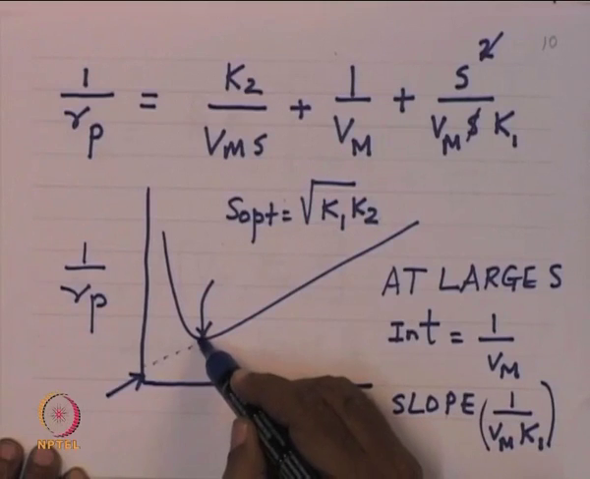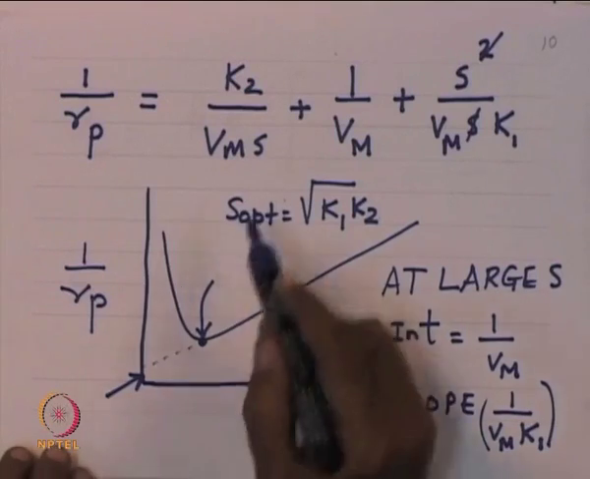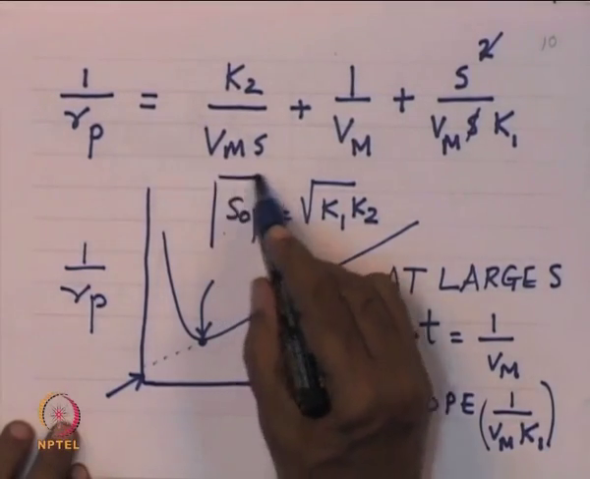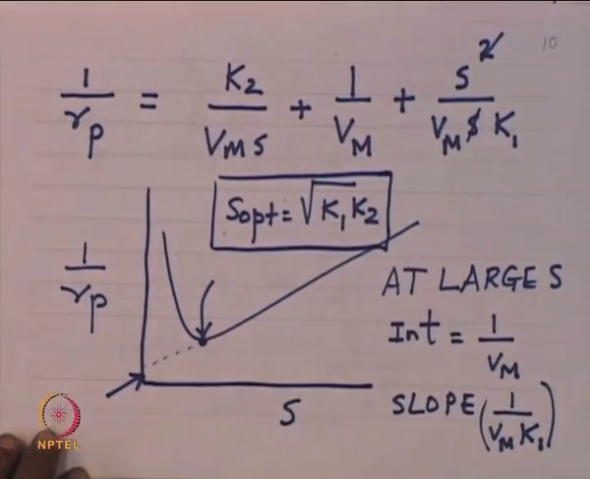Now, what is this point? Point of maximum reaction rate. Therefore, S optimum is root of K1 K2. So, this also you know from the data, correct? You understand what I am saying? So, you have three parameters and you have three numbers from where you can calculate the three parameters. Is that clear? Can you quickly plot and then see how it looks like?